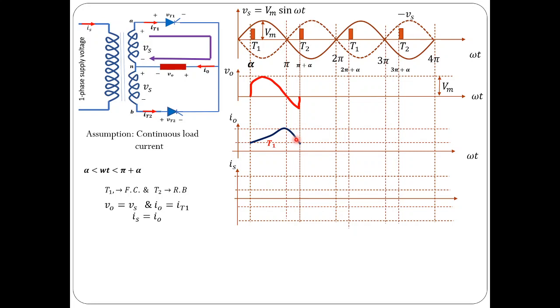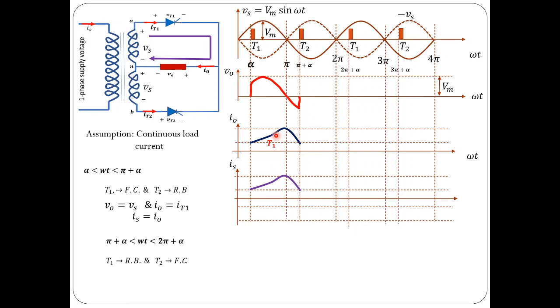However, it never reaches 0. It falls to a minimum value. In fact, current would rise between omega t from alpha to pi, and fall from pi to pi plus alpha. Its minimum value is I min, and its maximum value is I max, so it will vary between I min and I max. This is the maximum value, this is the minimum value. During the period alpha to pi plus alpha, thyristor 1 is conducting, and during this interval Is is the same as I0, which is the same as the thyristor current.